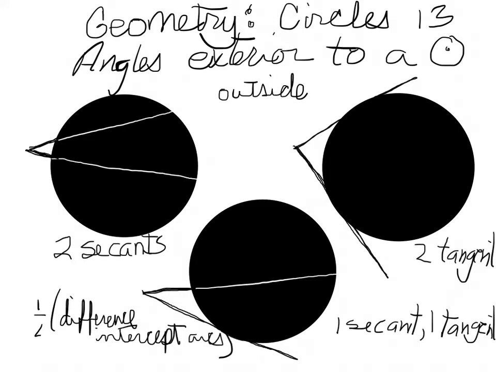But what are the intercepted arcs? Here's two arcs. So we take the big arc minus the small arc and then take half of that. Here's two intercepted arcs. Take the big arc minus the small arc and take half of that. And here is two intercepted arcs. And take the big arc minus the small arc and then take half of that. And so these are a subtraction problem. And so you should be able to do this quite easily. And we'll show you a couple of examples.